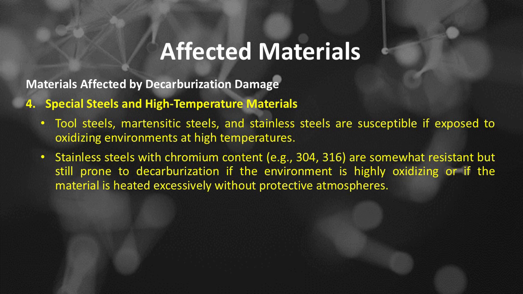Number 4 of materials affected by decarburization damage is special steels and high-temperature materials. Tool steels, martensitic steels, and stainless steels are susceptible if exposed to oxidizing environments at high temperatures. Stainless steels with chromium content such as 304 and 316 are somewhat resistant but still prone to decarburization if the environment is highly oxidizing or if the material is heated excessively without protective atmospheres.